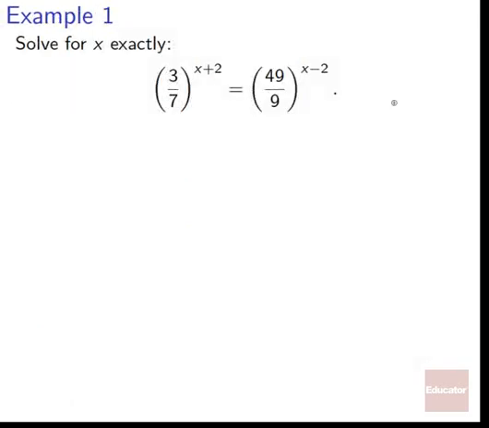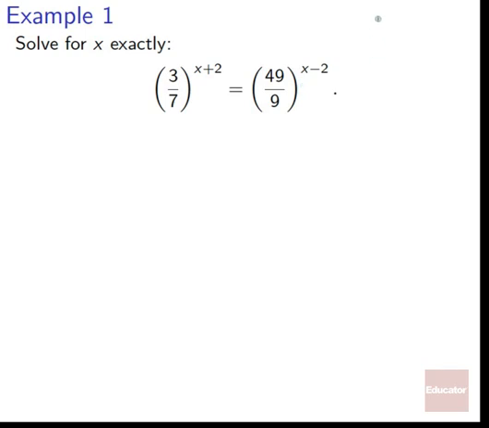First one, solve for x exactly if we've got (3/7)^(x+2) = (49/9)^(x−2). So we look at this and we think, well, we could take logarithms of both sides, we could bring down our exponents, but things are going to get pretty messy. We'll have to actually figure out what the logs are of 49 over 9 and the log of 3 over 7, and we'll have to work out a bunch of numbers. It's going to get really, really ugly. We could work it out that way, but we'd wind up having approximations because we'd be taking the logs of these numbers and they'd come out to be decimals, so that won't wind up working in the end.